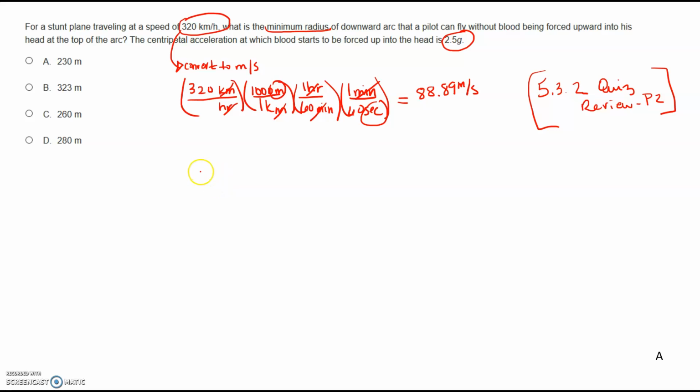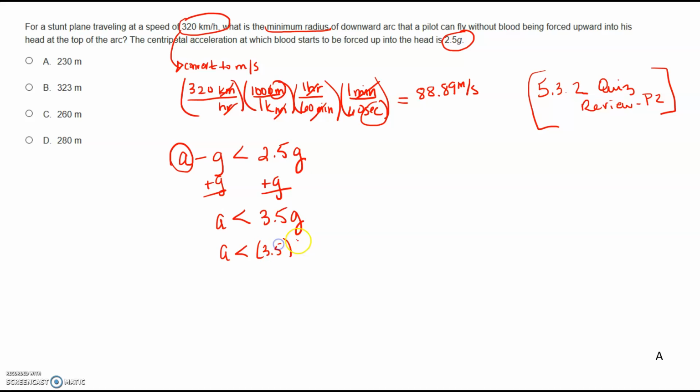What I have is acceleration minus gravity has to be less than 2.5 times g, which is my threshold centripetal acceleration. So what I did was I'm solving for this. I went ahead and added g across. So I end up with acceleration has to be less than 3.5 g. So acceleration has to be less than 3.5 times 9.8, which is equal to 34.3 meters per second squared.